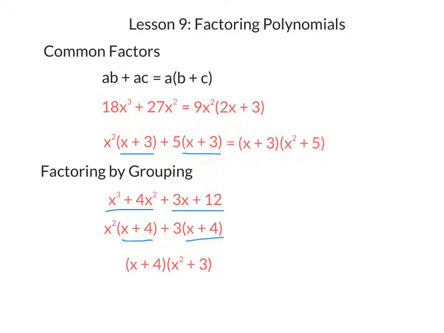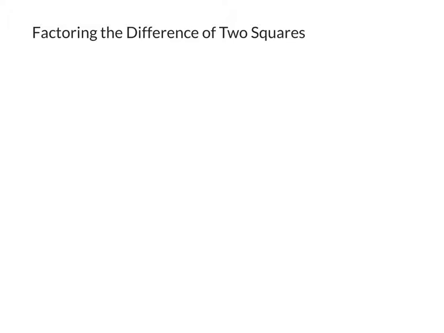Now, let's look at some other methods for factoring very specific types of polynomials. What if I have two terms separated by a minus sign? We need to look to see if by chance we have the difference of two squares, because then there's very specific rules for how to factor the difference of two squares.